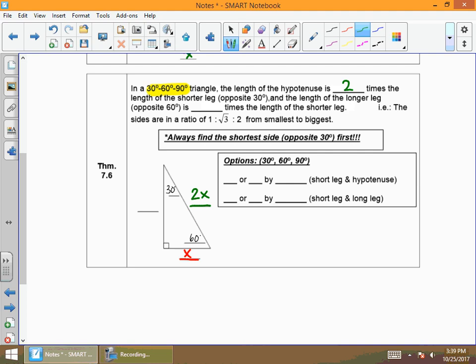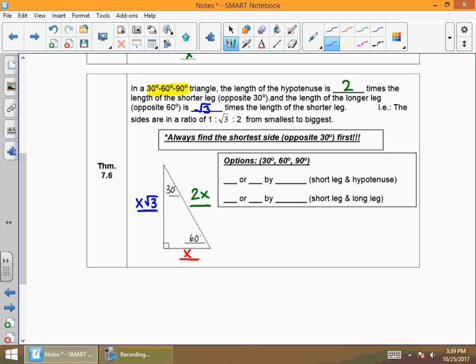Now the longer leg, the leg across from 60, is going to be radical 3 times as long as the short leg. So x times radical 3. The ratio is 1 to radical 3 to 2 from smallest to largest. Again, this is going to make a lot more sense, I promise, as soon as you see the examples.